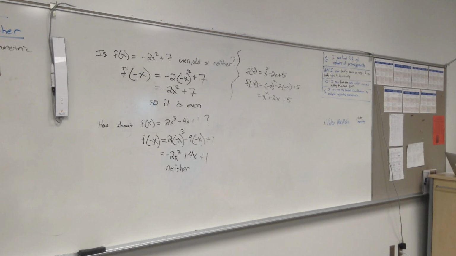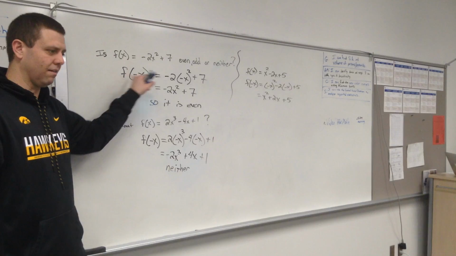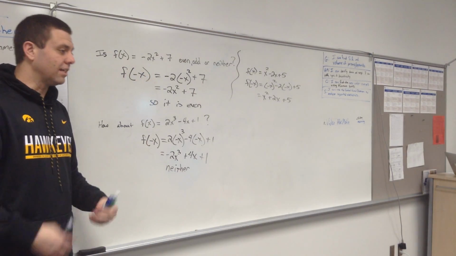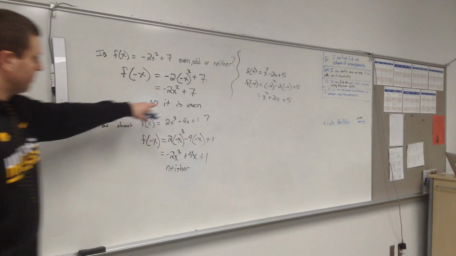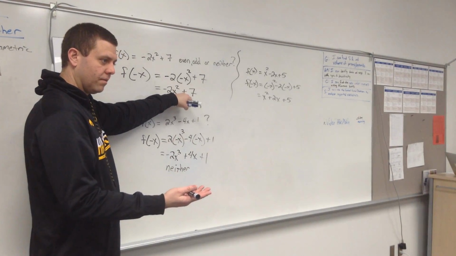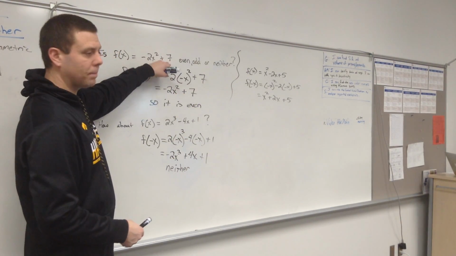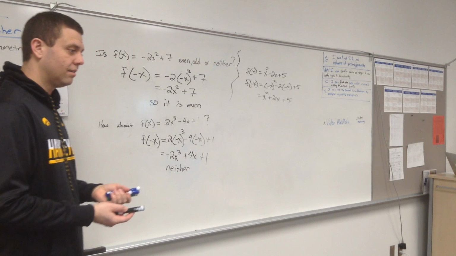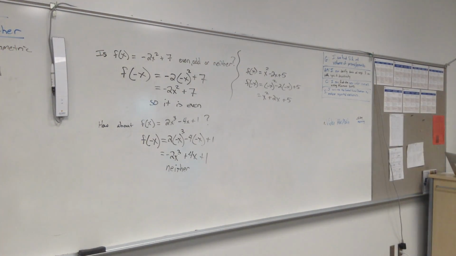Okay? So to determine whether or not a function is even, odd, or neither, you're just going to plug in a negative x into the function and see if you get the same thing, which would make it even. See if you get the exact opposite, which would make it odd. And if neither of those things happen, then it's neither. It's not symmetric.